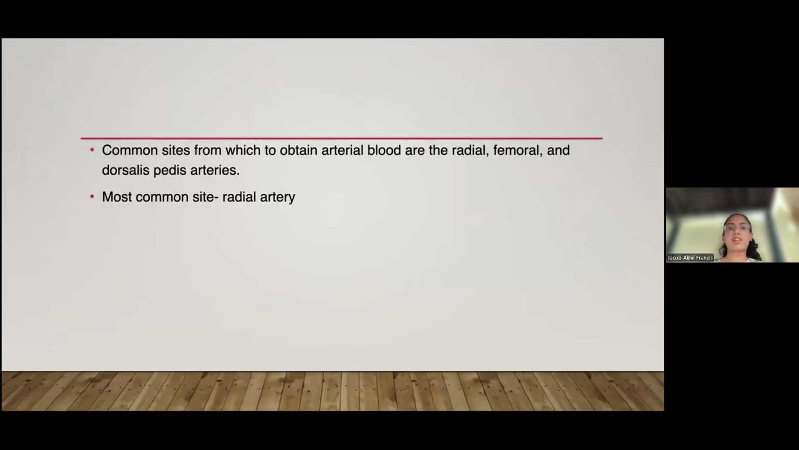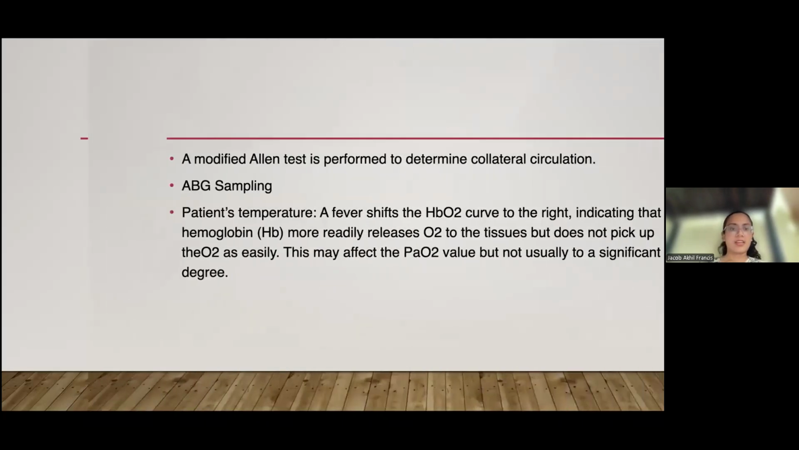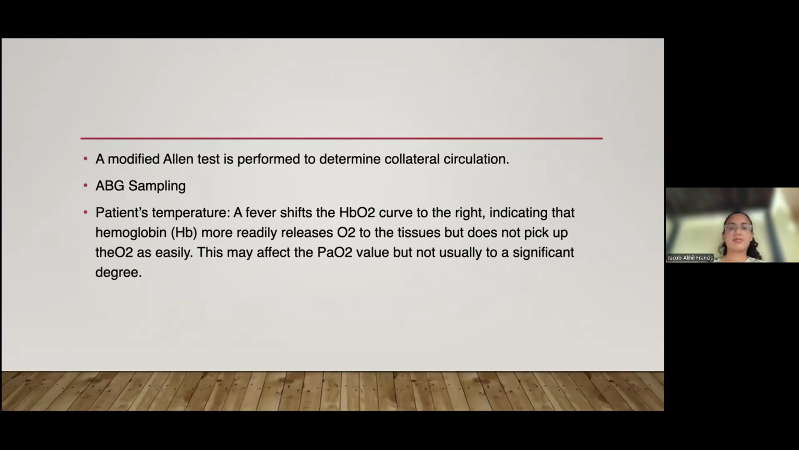We all know the common sites for arterial blood gas drawing are the radial, femoral, and dorsalis pedis arteries. And the most common site is the radial artery because of its collateral circulation and easy accessibility. I hope you all know the modified Allen's test. Can someone tell me what is modified Allen's test?